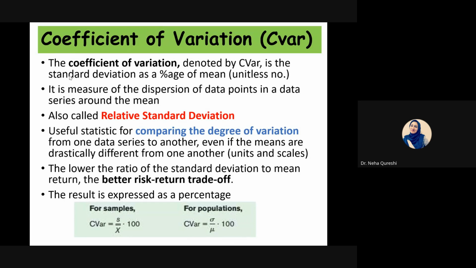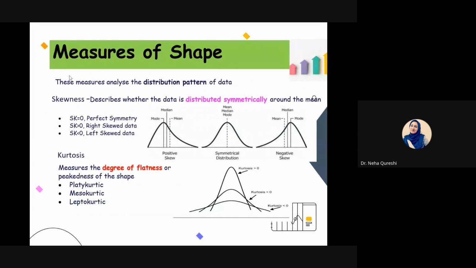And the CV, sometimes called CVAR, is most commonly used in financial markets, stock markets, to check the better risk-return of different investments. Because coefficient of variation makes it easy for us to assess the risks of any kind of investment. Then coming to the last part of descriptive statistics, which is measures of shape.